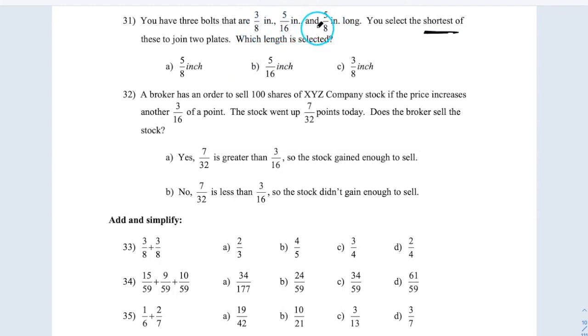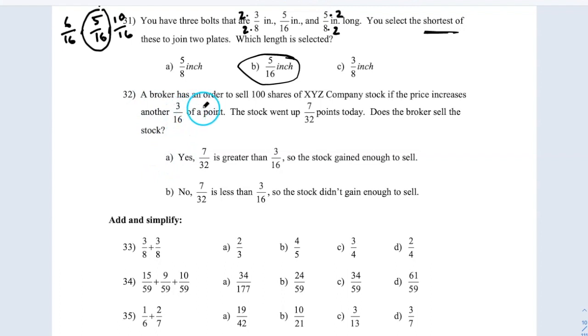When you need the same denominator, obviously you cannot divide by 2 here because there's going to be a fraction at the top, a decimal. So you have to make the other ones into 16s. So times 2, times 2. This is going to give me 2 times 3 is 6 over 16. Then the next one is 5 over 16. And the next one is 5 times 2, which is 10 over 16. Shortest, the smallest one, is the one that has the smallest numerator, which is 5.